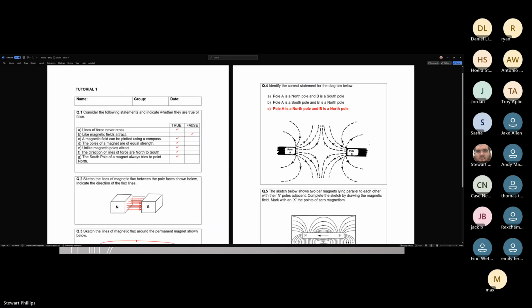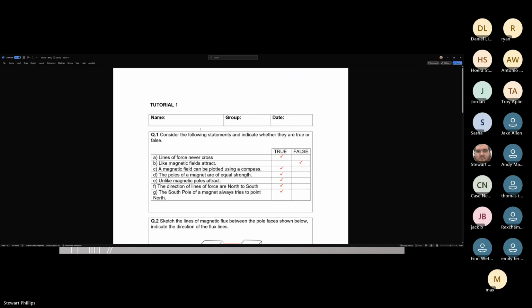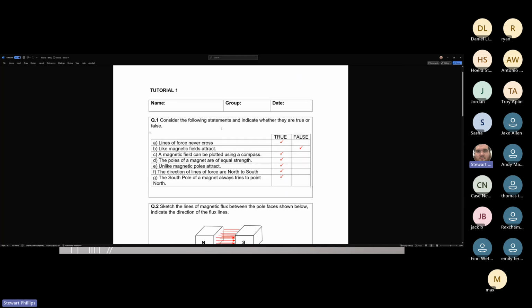So the first section was a true-false. Lines of force never cross, which is true. Like magnetic fields attract? No. As we talked about last week, like poles and like fields don't attract. They repel each other. A magnetic field can be plotted using a compass. It can.